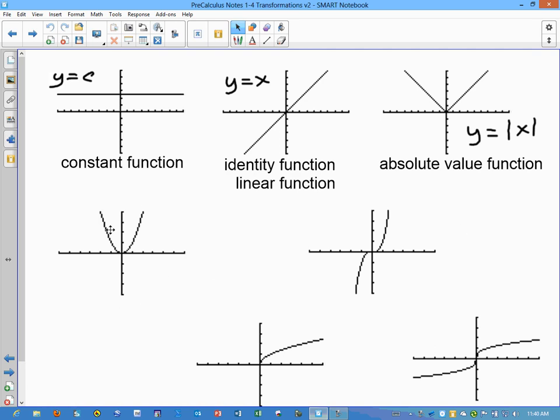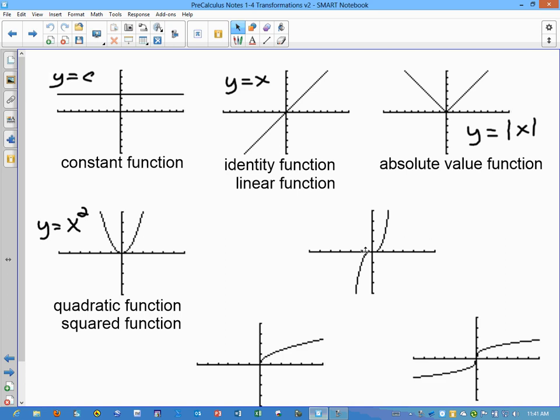For the parabola, you might recognize this as a parabola. So our equation would be y equals x squared. And that is called a quadratic function, or it's also known as the squared function, because it's x squared. So quadratic function, squared function, parabolic function, they all refer to this graph, which we will talk a lot more about the shape of in a moment.